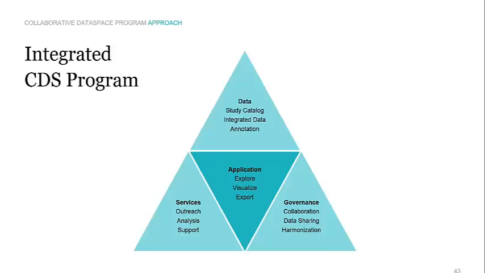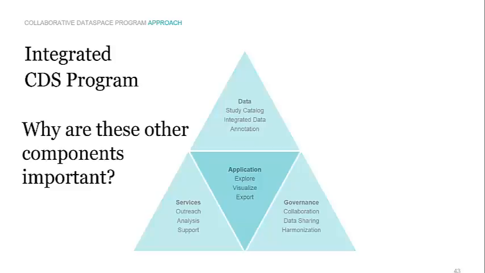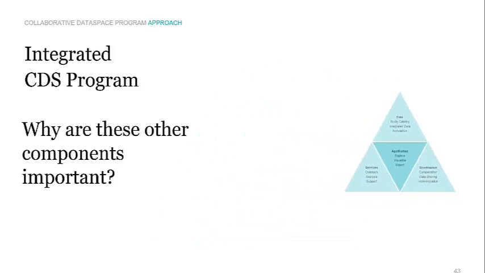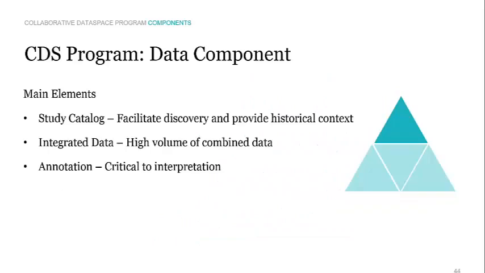Well, why do we think these other components are so important? Well, let's take a look at each of them. The data component. Now, this might seem obvious. It's a data sharing platform after all. But there are a lot of different ways that you can go about this, right? So we've got three main elements that we think are very important to our data component. The data catalog, the integrated data, and the annotation.